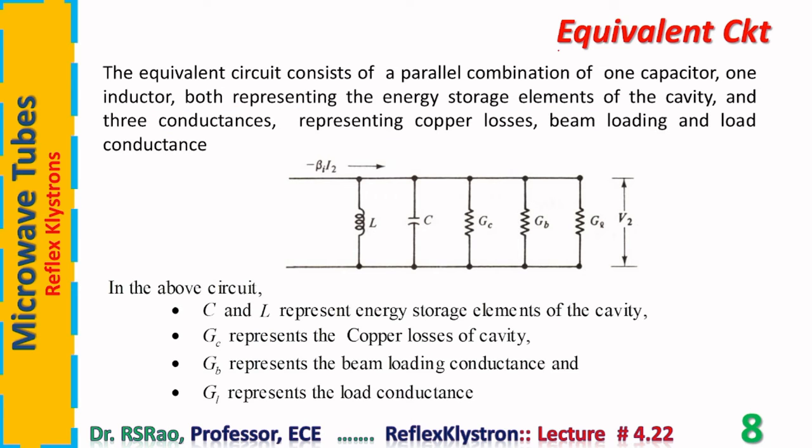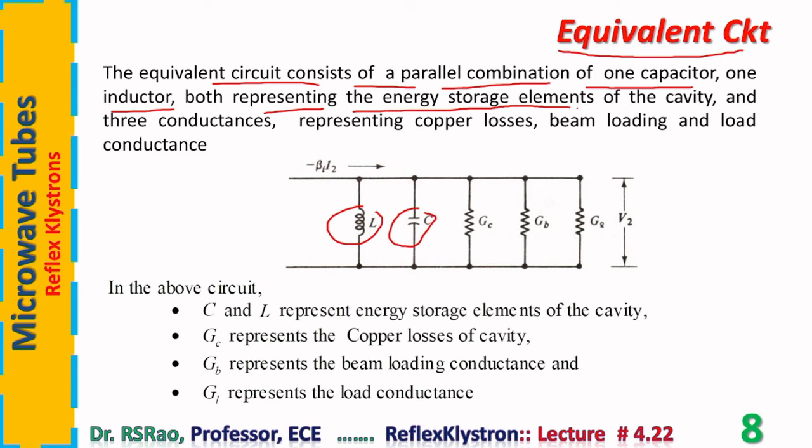Now we consider equivalent circuit of the device. The equivalent circuit consists of a parallel combination of one capacitor, one inductor. The capacitor is there, inductor is there, both representing the energy storage elements of the cavity, and three conductances representing copper losses, beam loading, load conductance.